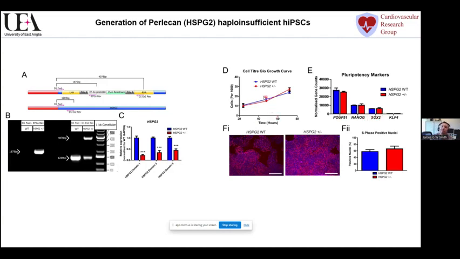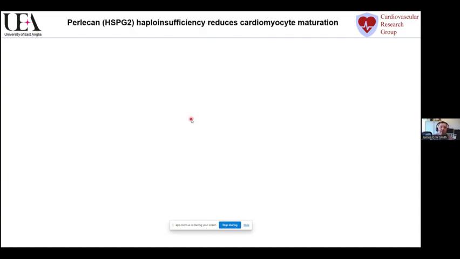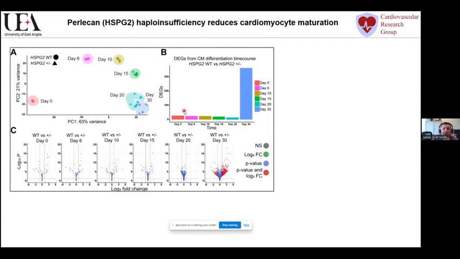So what would happen if we differentiated these lines into the cardiomyocytes? So we did this and we performed RNA-seq at multiple different time points. So we have our stem cells over here at day 0, and then our cardiomyocytes clustering from day 6 all the way down to day 30. And the genotype induced differentially expressed genes, you can see at all the time points there were a number of genes that were dysregulated by this knockdown of Perlecan.